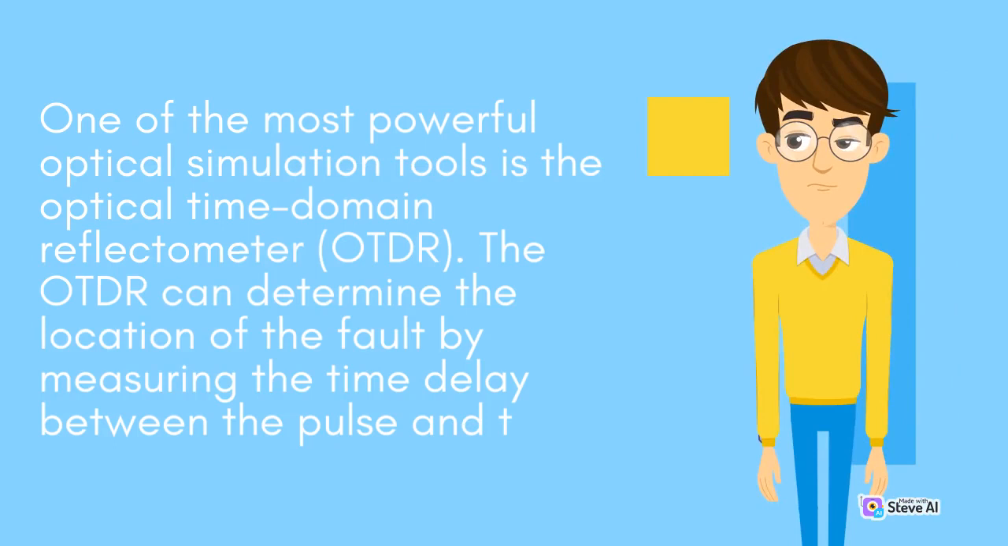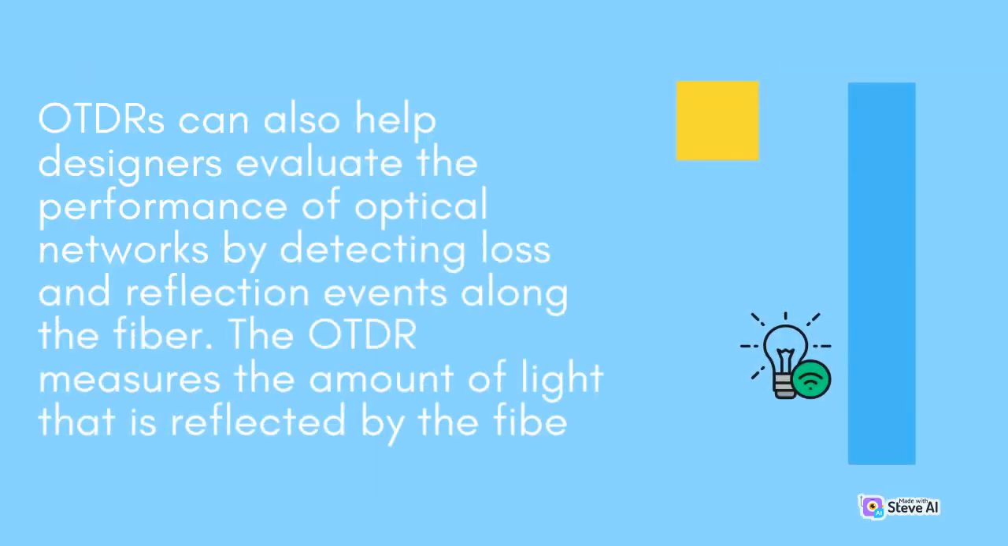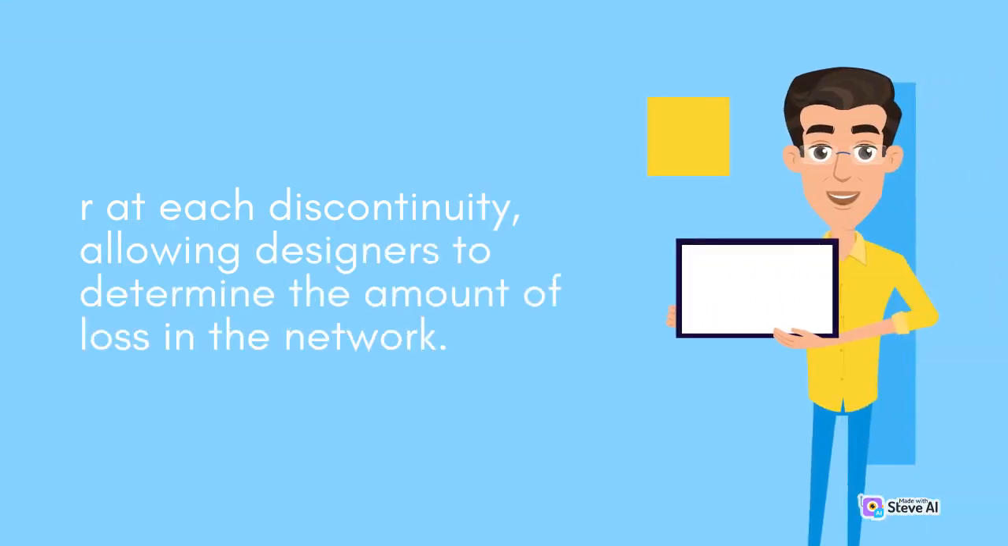One of the most powerful optical simulation tools is the Optical Time Domain Reflectometer, OTDR. The OTDR can determine the location of the fault by measuring the time delay between the pulse and the reflection, as well as the intensity of the reflection. OTDRs can also help designers evaluate the performance of optical networks by detecting loss and reflection events along the fiber. The OTDR measures the amount of light that is reflected by the fiber at each discontinuity, allowing designers to determine the amount of loss in the network.